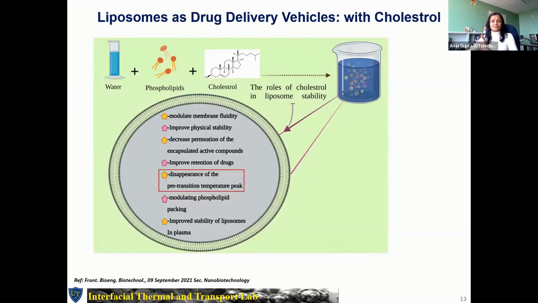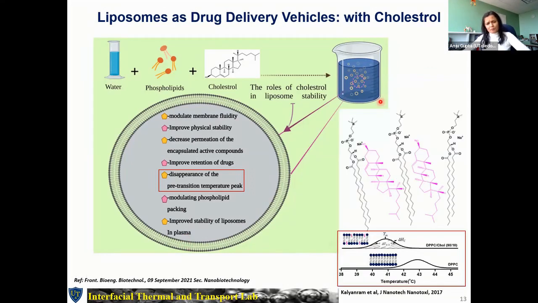And in my first few slides, I showed you that along with lipids, cholesterol is also present in cell membranes, and cholesterol has been historically added to make the liposomes very stable. Or if you want to make liposomes as model cells, you absolutely have to add cholesterol to see the impact of cholesterol. So this is a nice review article that talks about various properties that change if you add cholesterol.